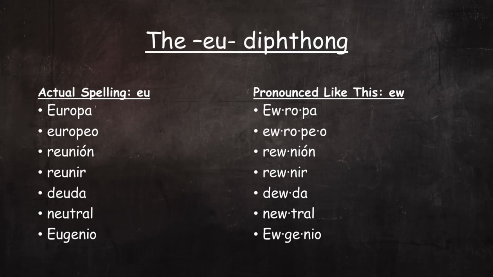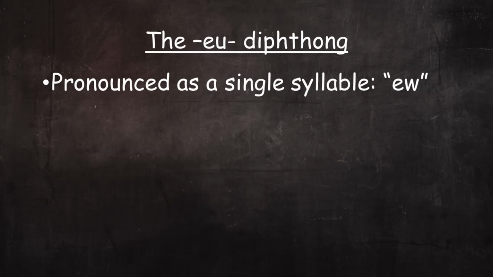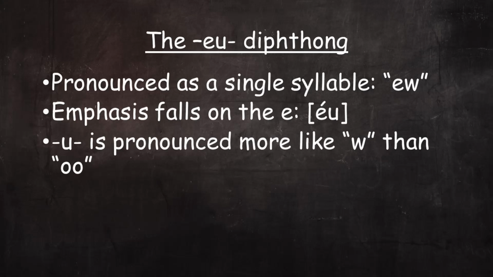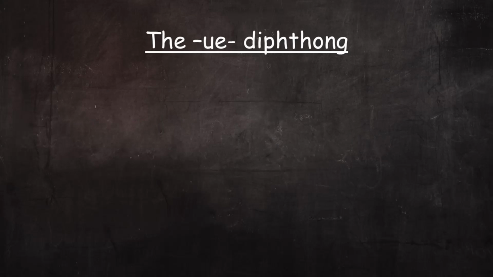Now, in the interest of time, I've only gone over a few examples of the EU diphthong, but please understand that the same principles apply in any example you could think of. The EU diphthong is a single syllable. The emphasis falls on the E, and the U is pronounced more like a W than an oo. Okay, let's move on to the UE diphthong.